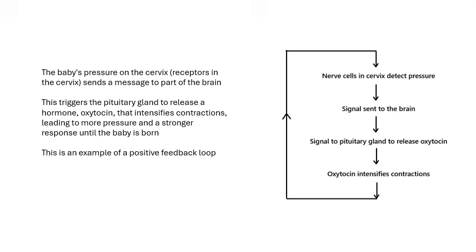So you've got nerve cells in the cervix that detect the pressure and send a signal to the brain. That sends a signal to the pituitary gland to release this hormone, oxytocin, and that intensifies the contractions.